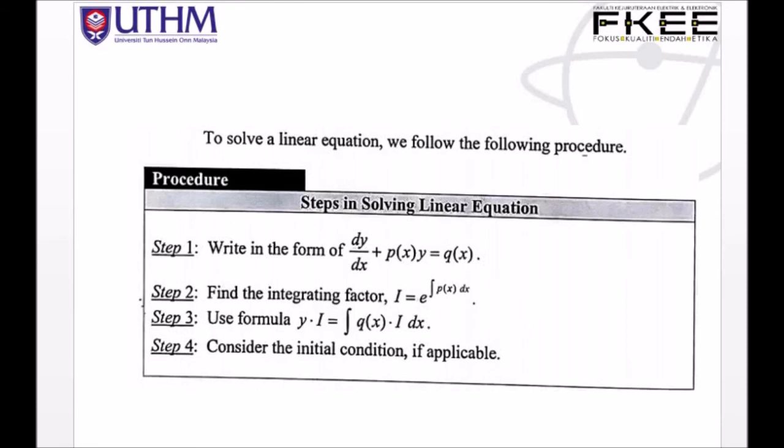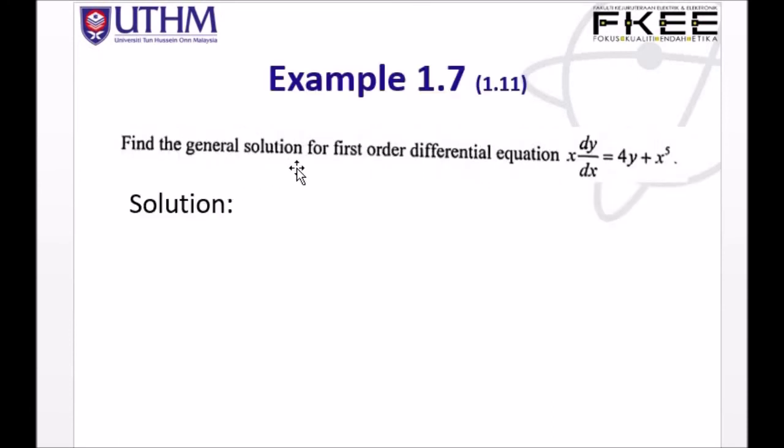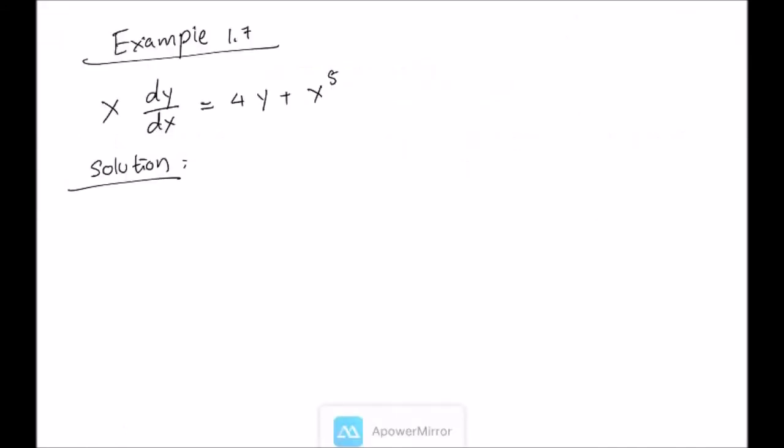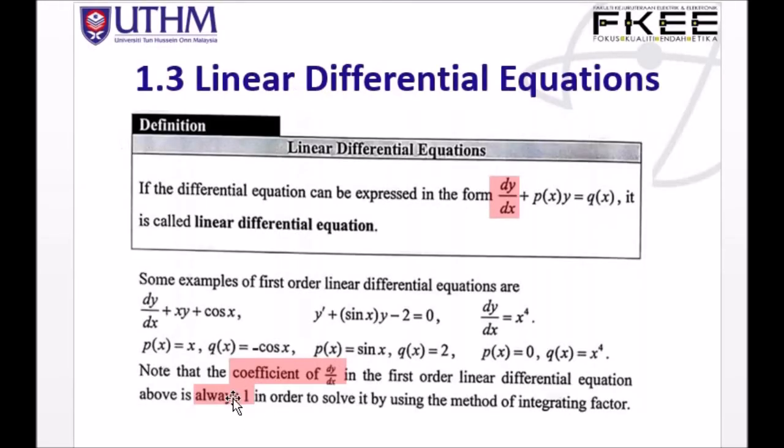Okay, since we know the steps, now let's do the example. Find the general solution for the first order differential equation x dy/dx equal to 4y plus x to the power of 5. If you look at this equation, if you still remember, just now I told you the coefficient of dy/dx is always 1.